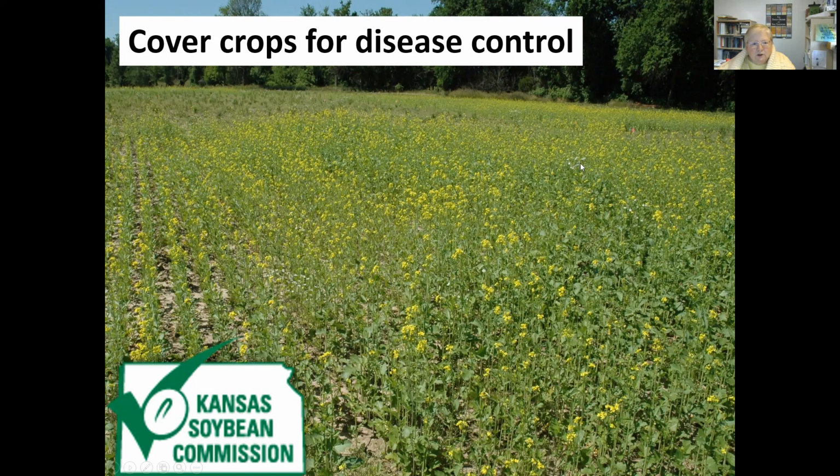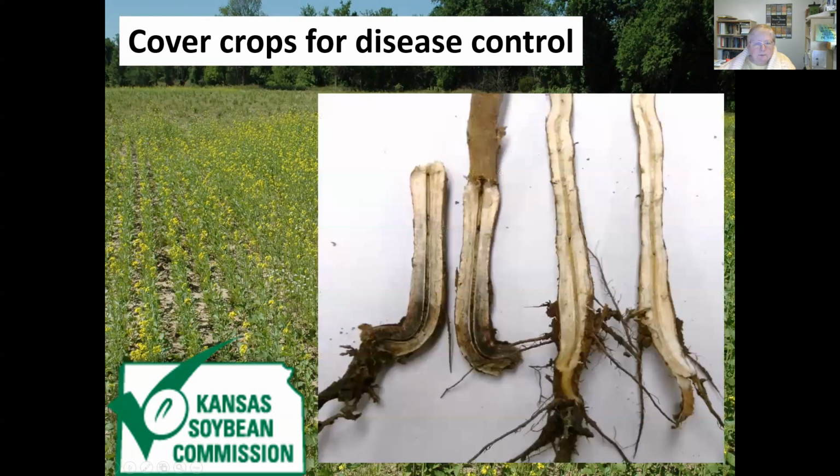This is a high glucosinolate mustard cover crop. A lot of folks claim all mustards are high glucosinolate. Some of them are, some of them are not. In Southeast Kansas, we have a lot of charcoal rot, and you can see that it's extreme in this case. This guy has so much infection from charcoal rot. There's almost no root structure there.